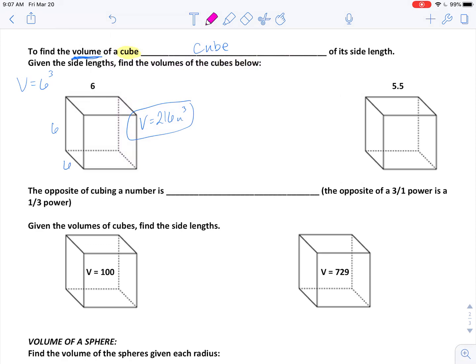Why don't you guys pause the video here, try this next one. Make sure you've got a calculator, or you can use one on your phone or computer or tablet or whatever you're working with.